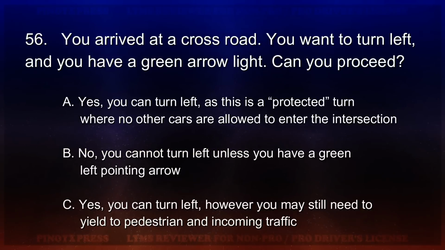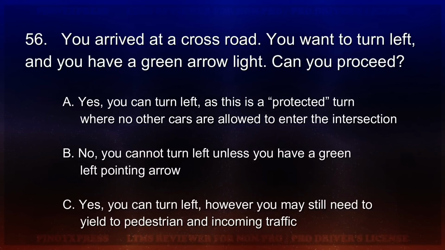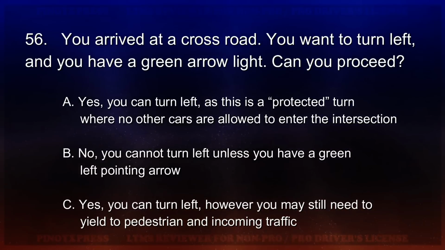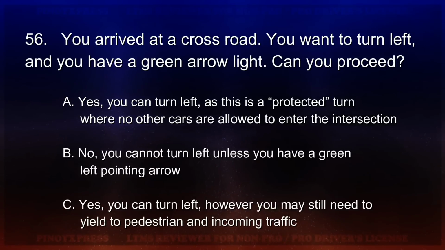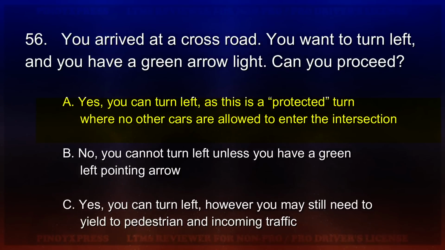You arrive at a crossroad. You want to turn left, and you have a green arrow light. Can you proceed? A. Yes, you can turn left, as this is a protected turn where no other cars are allowed to enter the intersection. B. No, you cannot turn left unless you have a green left pointing arrow. C. Yes, you can turn left, however you may still need to yield to pedestrian and incoming traffic. The correct answer is letter A.